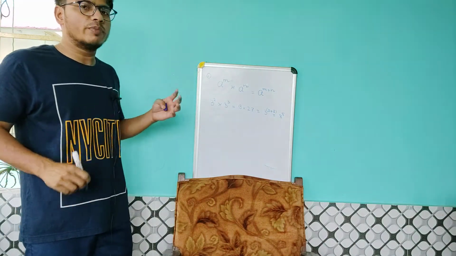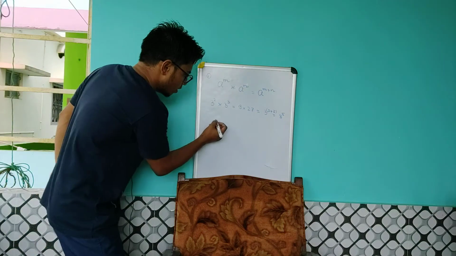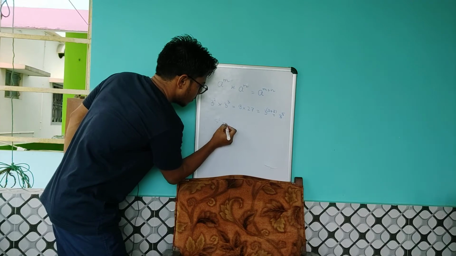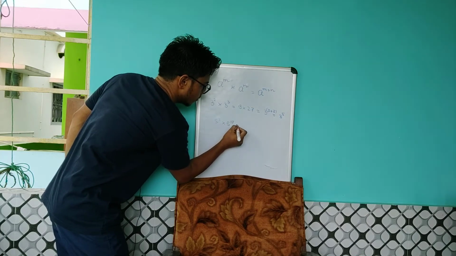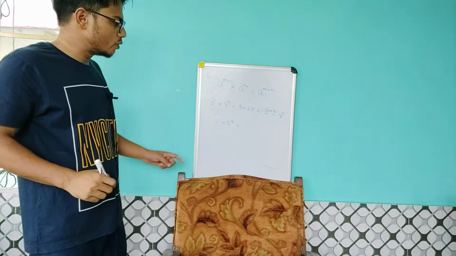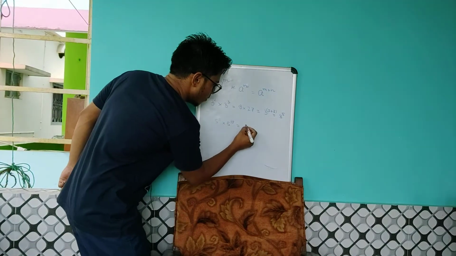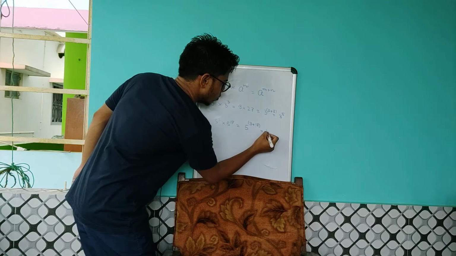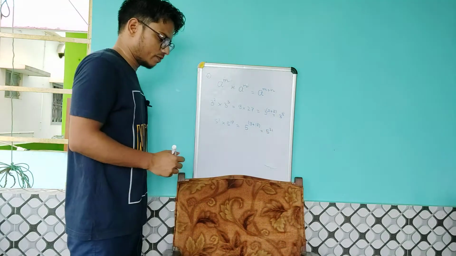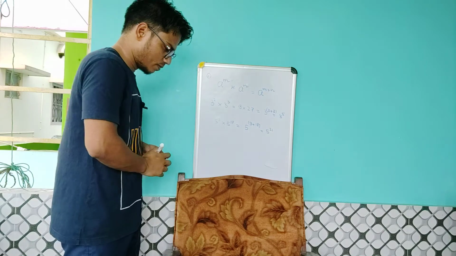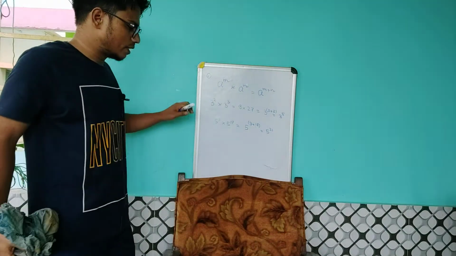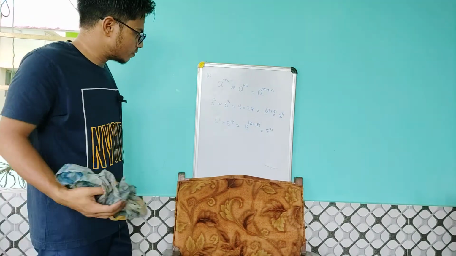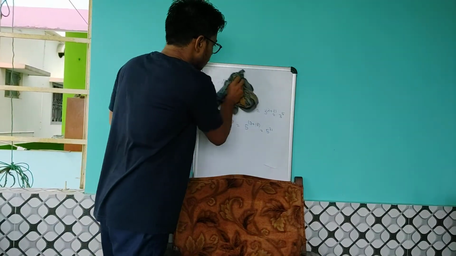If we get bigger numbers, for example, let's say 5 to the power 3 multiplied with 5 to the power 18, what will you do? You will just keep the base the same and add the exponents. So this will be equal to 5 to the power 21. This is the rule for multiplying powers with the same base. Now let's move ahead.